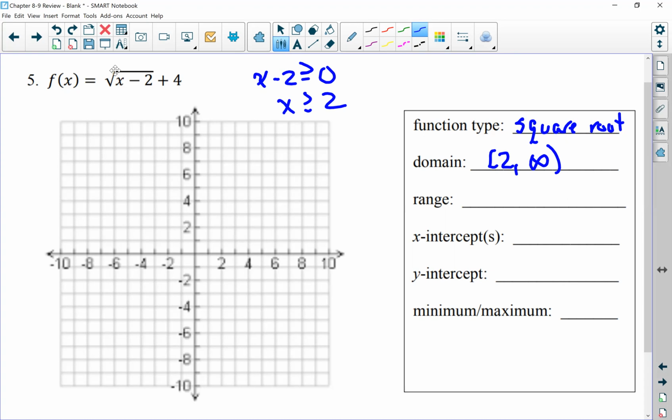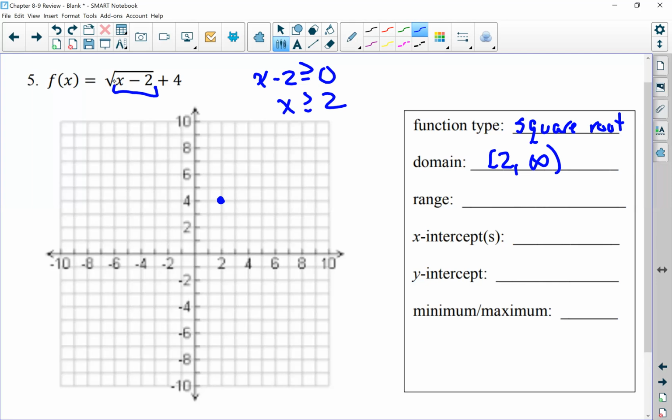If I do plug 2 in, so a little bit of the shotgun approach, 2 minus 2 is 0 plus 4. So I get the point (2, 4). And then I can plug other values in. What I want to be careful of, I want to make sure that what I plug in here is a perfect square. So when I subtract 2 from it, I should get 0 or 1 or 4 or 9 or 16 and so on. If you're not sure about those, just pick values and you'll get some decimals, and that's okay.